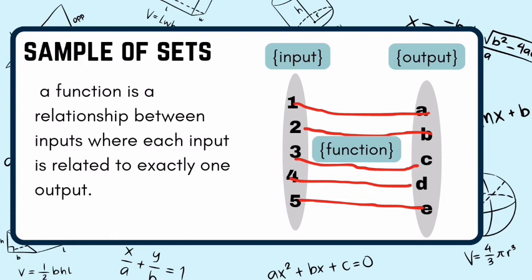So as we can see in the picture, it is not possible for one input to relate to another output, right? And as we can see in the picture, one input connects only to one output. It is not possible to connect one input to two outputs or three outputs, because one input is equivalent to only one output.